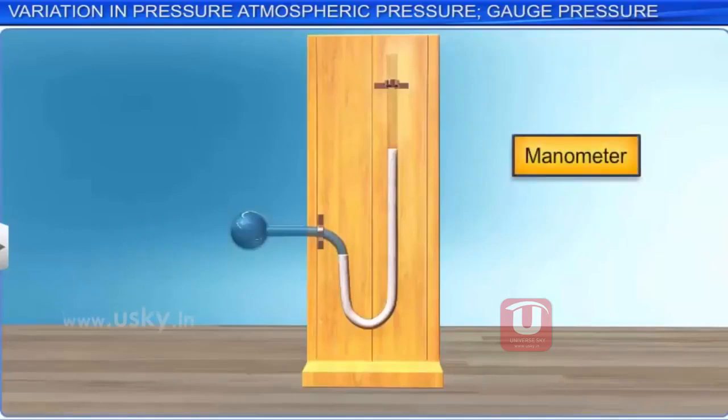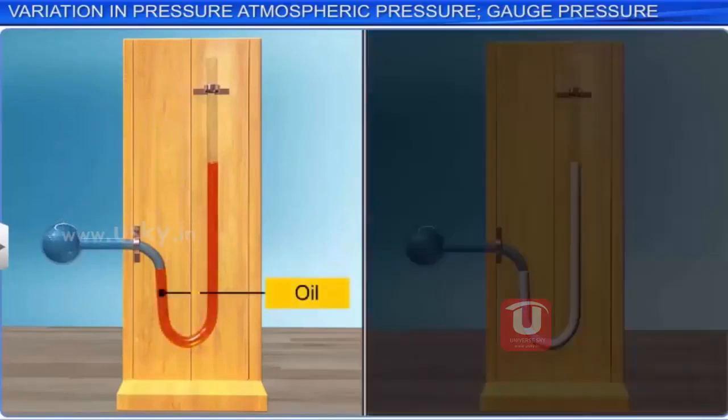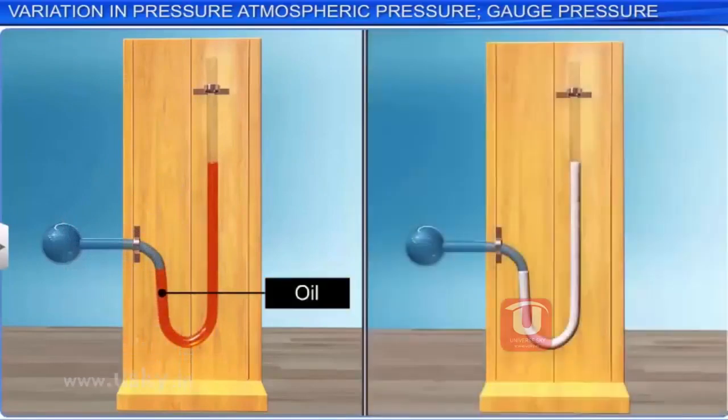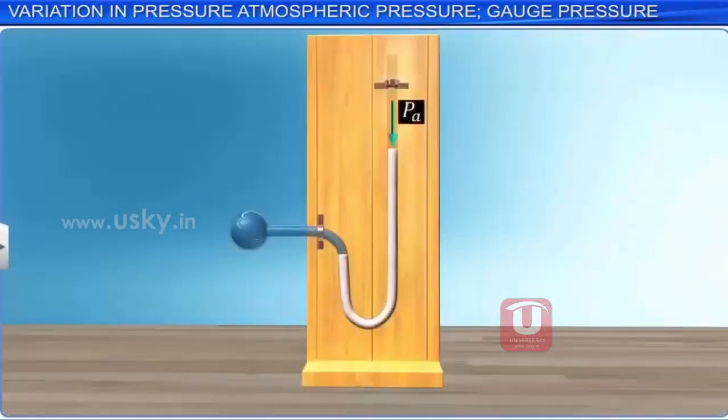The pressure P at point A is equal to pressure at point B, which is P equals Pa plus ρhg, where ρ is the density of the liquid, g is the acceleration due to gravity, and h is the manometer height, which is the difference in the height of the liquid in both the limbs of the manometer. Here, the gauge pressure P minus Pa is equal to ρhg.